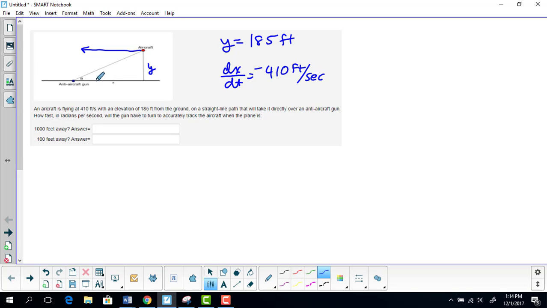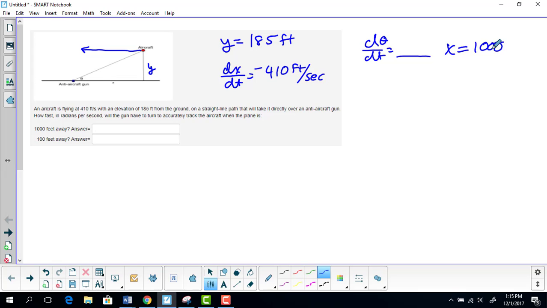And what we're trying to find here is how fast, in radians per second, the gun will have to turn. This angle is going to have to keep opening up and getting bigger and bigger in order to track that aircraft. So we want to find d theta/dt. It gives us 2 points to find d theta/dt: when x is 1,000 and when x is 100. We're going to start by saying x is 1,000, solve for that, and then just adjust the number for x being equal to 100.